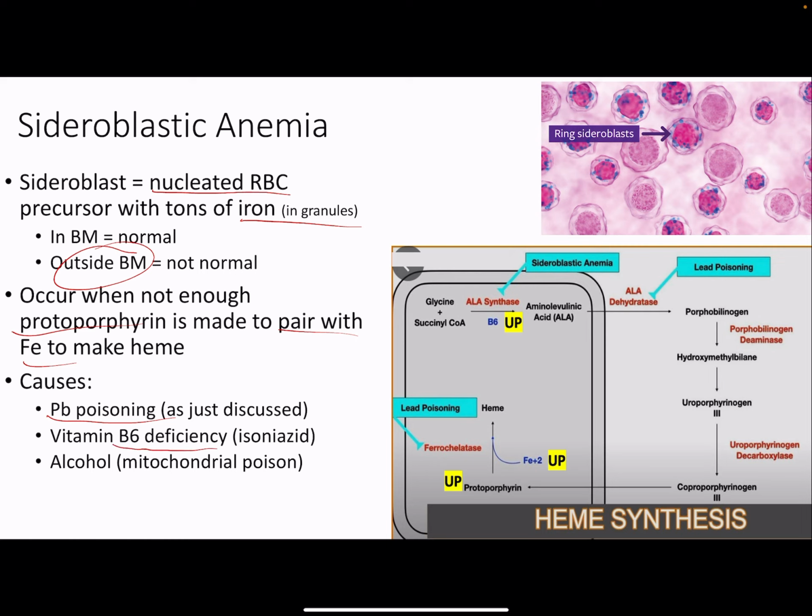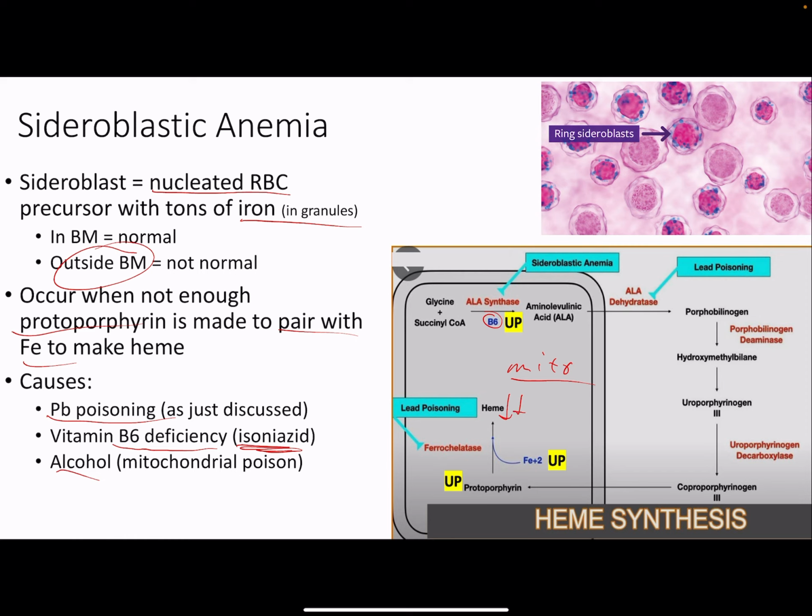Vitamin B6 deficiency. So maybe you're not getting enough vitamin B6 in your diet, but it's more likely that you're on a tuberculosis medicine, like isoniazid, and this is going to inhibit and lower the levels of B6. Notice that B6 is an important cofactor for this very first step. So if you have isoniazid, you have lower B6, and therefore you can't do this first step, and that might mean that you're going to have less heme production. Alternatively, alcohol is a mitochondrial poison, and we said that all of this is in the mitochondria, and so this might also screw up this first and last step, and again, you're going to have lower heme production.